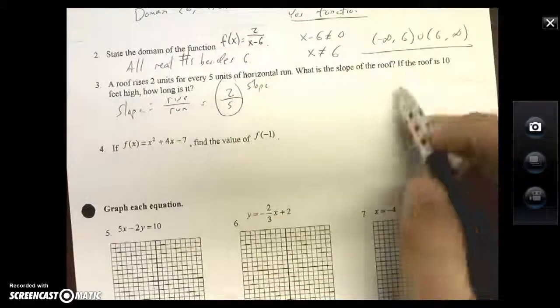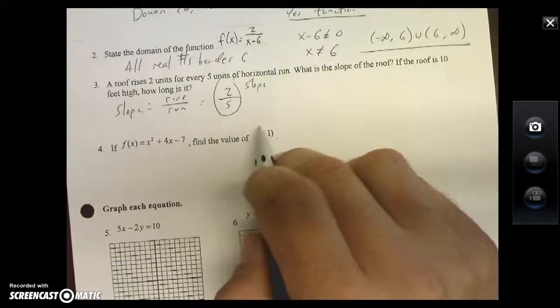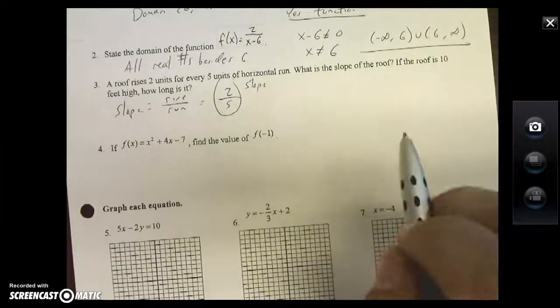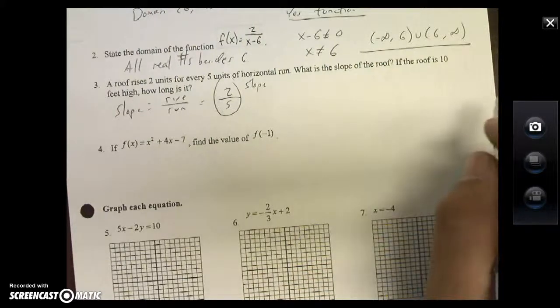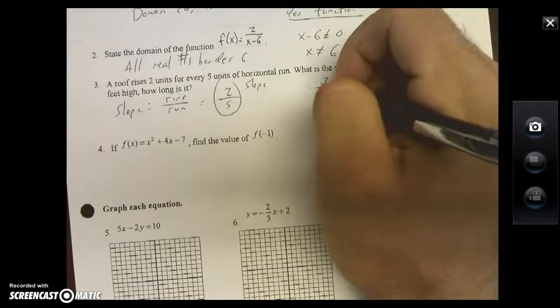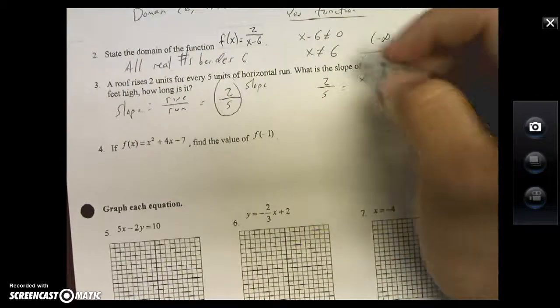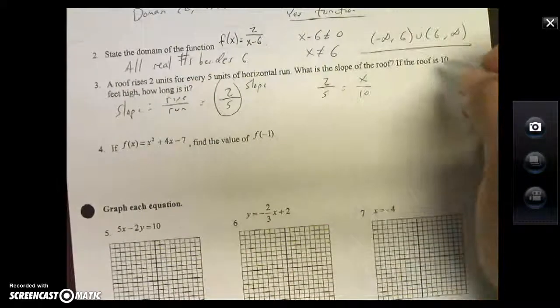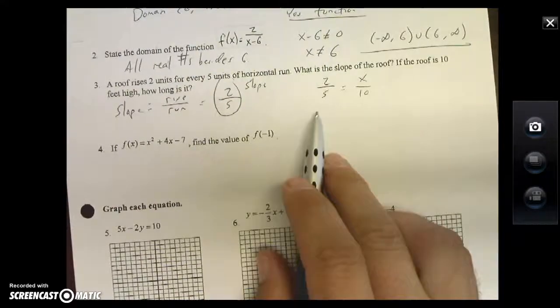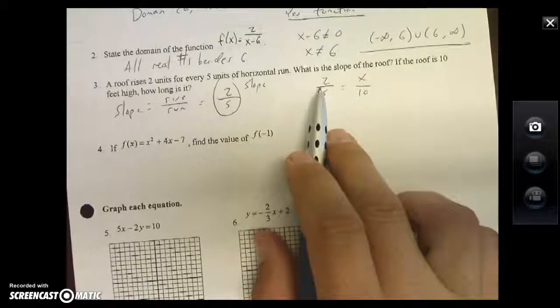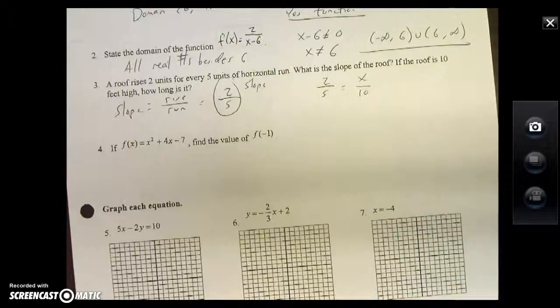But then they're saying if the roof is 10 feet high, which means its rise is 10, how long is it? So what we're going to do here is create ourselves a proportion. 2 over 5 equals x over 10. And you can kind of see easily, multiply 5 by 2 to get 10. So, I mean, we can multiply 2 by 2 to get 4 is our answer.